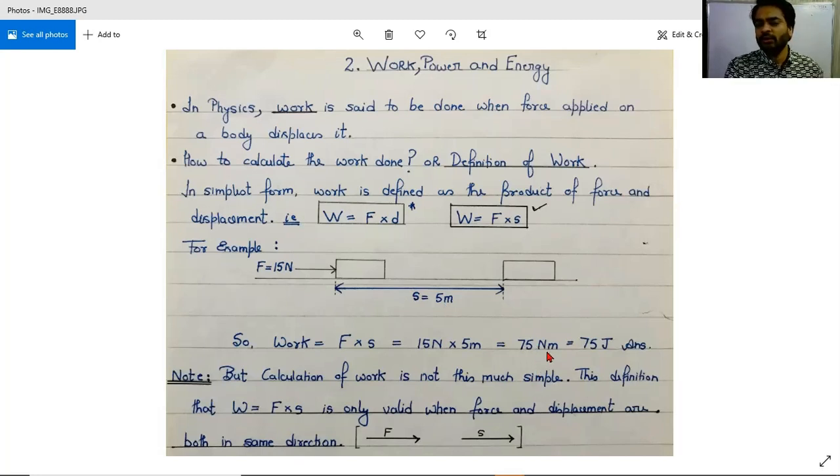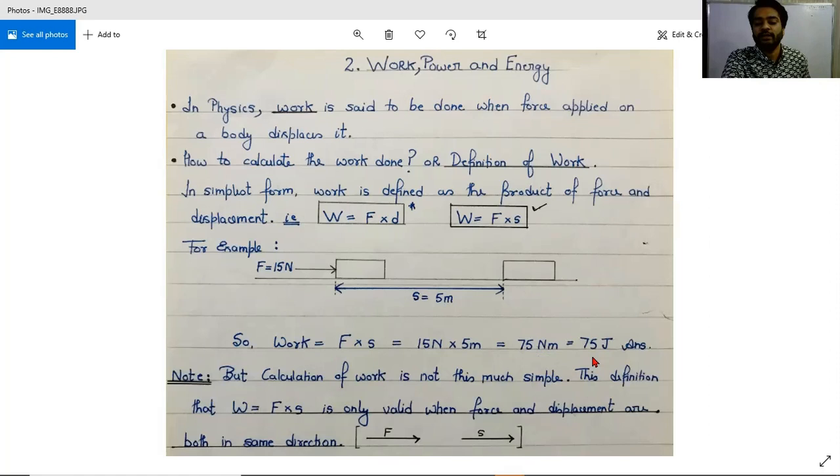Okay, Newton meter. It is also a unit of moment of force. Okay, so where we will not use Newton meter, we will use joule. So joule is the SI unit of work. We will discuss it later. So right now we have done the work, 75 joule, and it is a scalar quantity, so we do not need any direction.